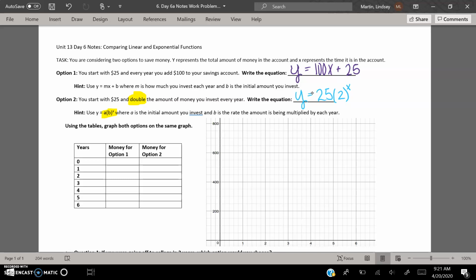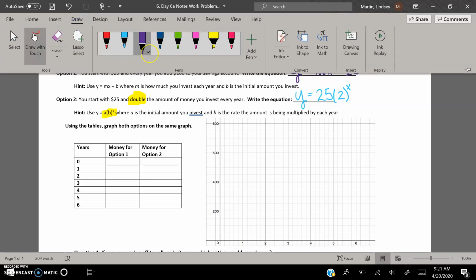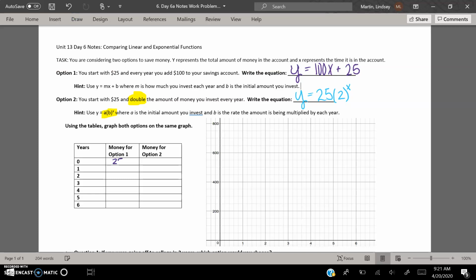So for option number 1, we started with $25 and we added 100 every year. So after 1 year, we'll have 125. 2 years is 225, 3 years, 325, and so on.